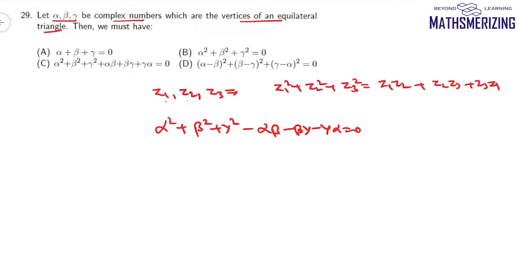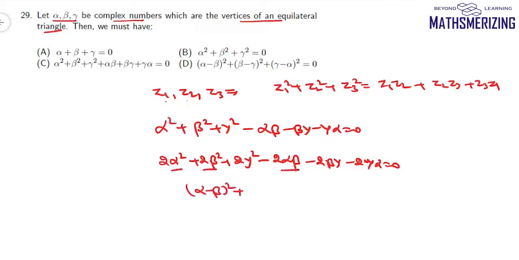So I'll multiply it by 2. 2 alpha square plus 2 beta square plus 2 gamma square minus 2 alpha beta minus 2 beta gamma minus 2 gamma alpha equals 0. So I'll take alpha square, beta square, minus alpha beta. So I'll write alpha minus beta whole square plus beta minus gamma whole square plus gamma minus alpha whole square is equal to 0, and that's your option number D.